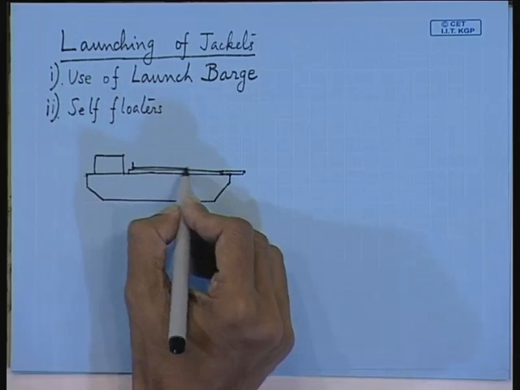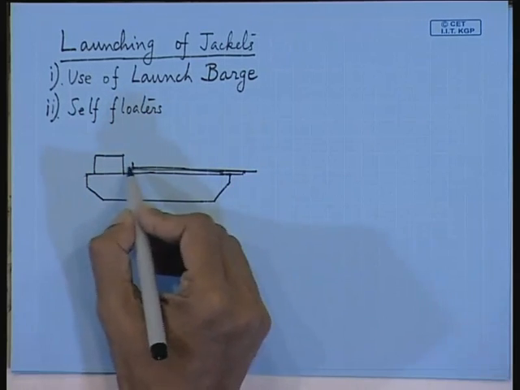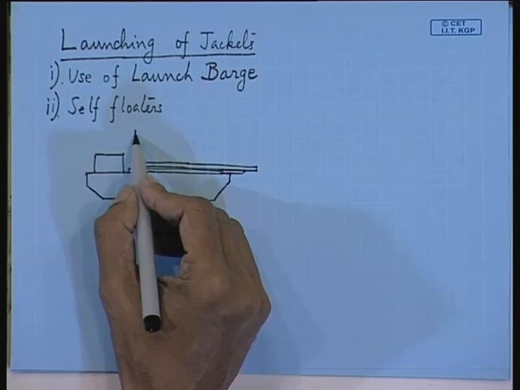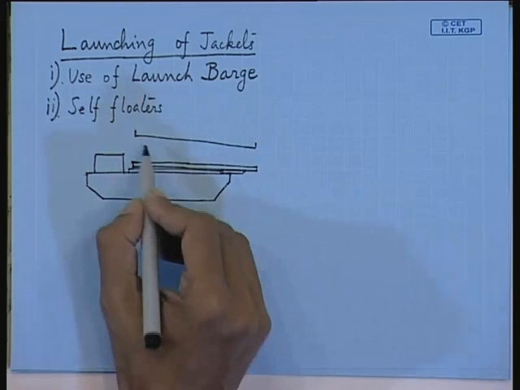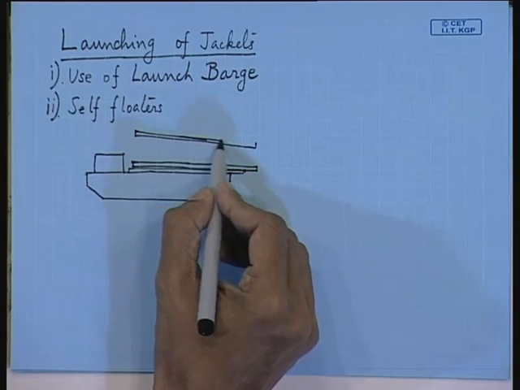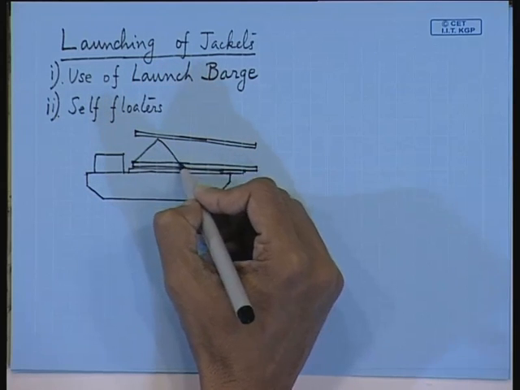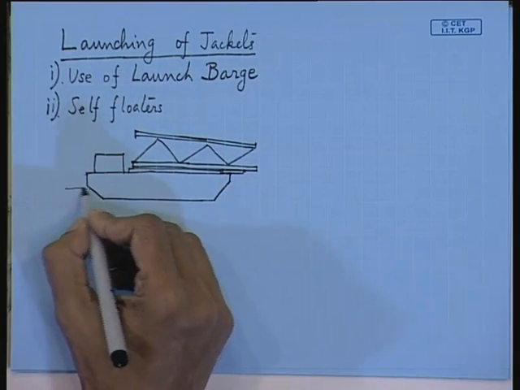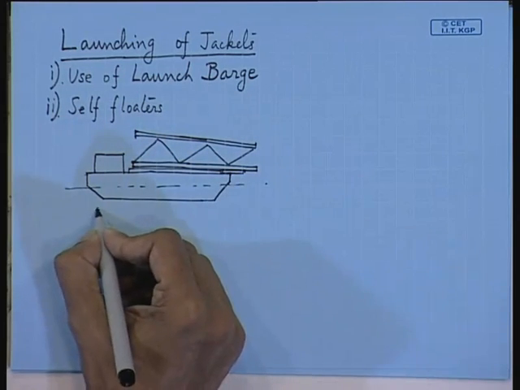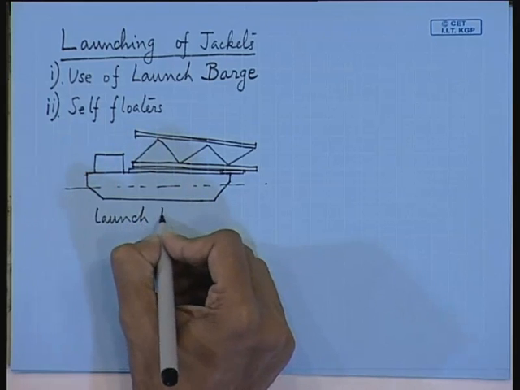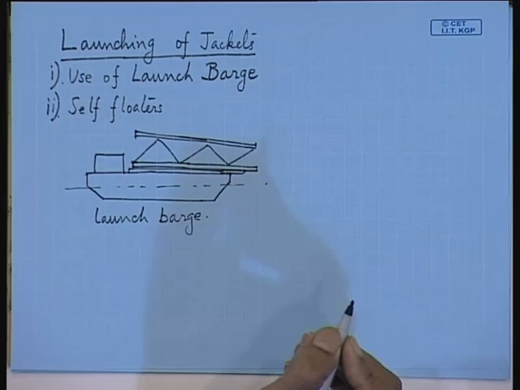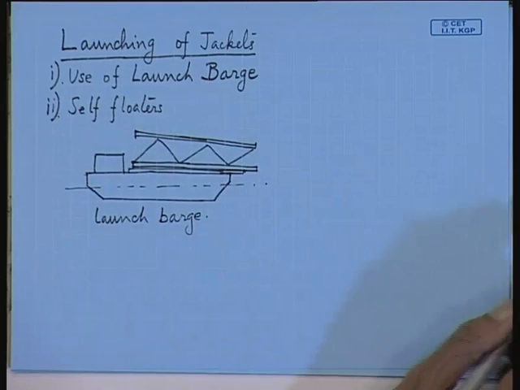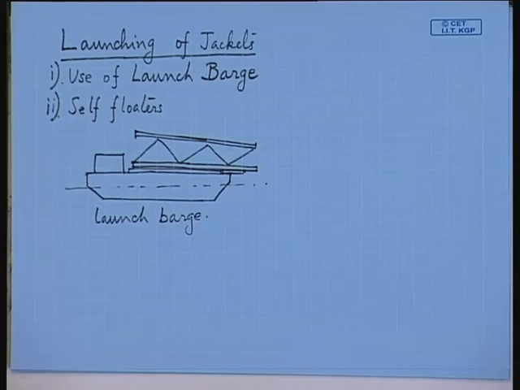Now, normally one end of the jacket will be sticking out of the barge. You don't make a barge which will accommodate the full length of the jacket. So this is an example of a launch barge. You first have to bring this jacket onto the barge, and when the jacket goes to site, then you have to tilt this barge, otherwise your jacket is not going to come off your barge.